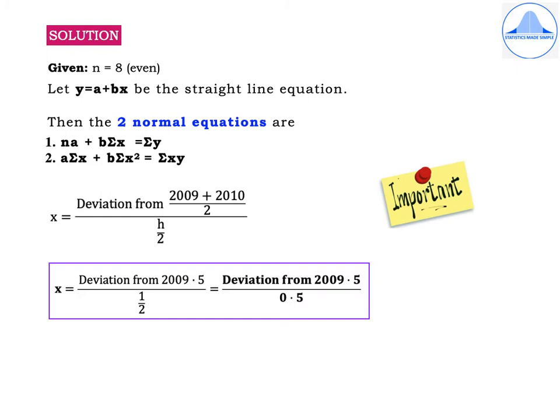Then calculate the xy value. So multiply each x value into the corresponding y value. So it is minus 7 into 80 is minus 560, minus 5 into 90 is minus 450, minus 276, minus 83, 94, 297, 460, 728. And the total is summation xy is equal to 210.